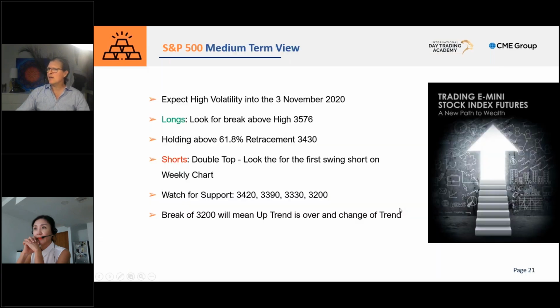So in terms of a medium-term view, we're expecting high volatility with the elections coming up. Looking for longs up to 3,576, particularly if we can hold above that 61.8%, which we are at the moment. We're well above 3,430, which was a key Fibonacci retracement level that we managed to get above. And that really turned the trend. That's why we saw the NASDAQ yesterday, when it held above that 61.8, the market zoomed right up to almost the all-time highs. Hasn't quite got there yet. Now, on my longer-term view, I'm looking for shorts.